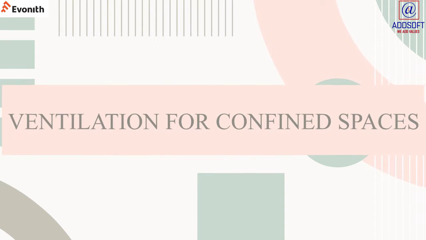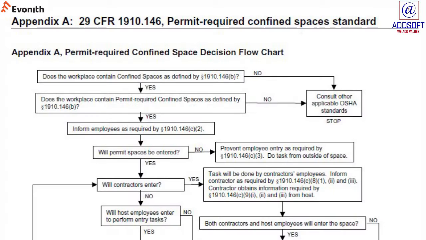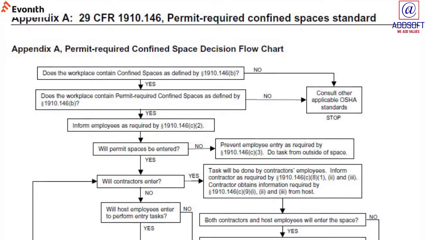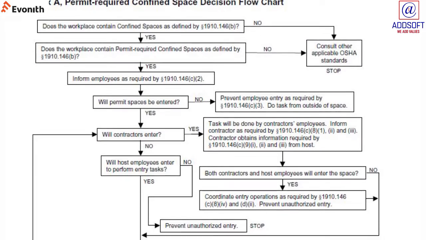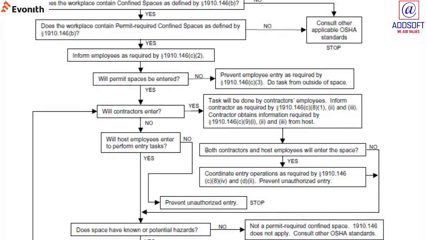Ventilation for confined spaces. 1910.146 requires ventilation as follows. An employee may not enter the space until the forced air ventilation has eliminated any hazardous atmosphere.